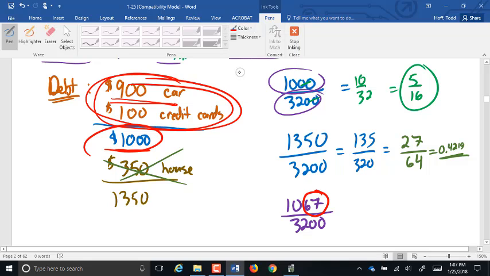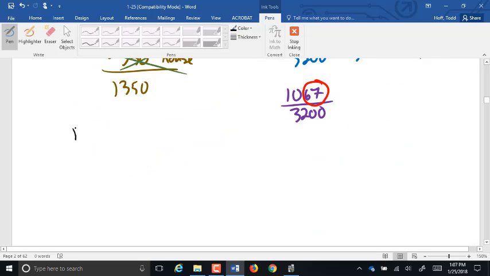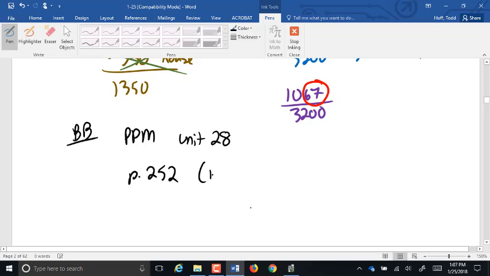Okay, so for you guys in broadband, I've got a couple of things I'm going to give to you. Your homework, I'm going to give you 2 things. I'm going to give you a packet that has Unit 28 in it. I want you to do Unit 28. And I'm going to give you another packet. On page 252 of that packet, I want you to do 1 through 12.